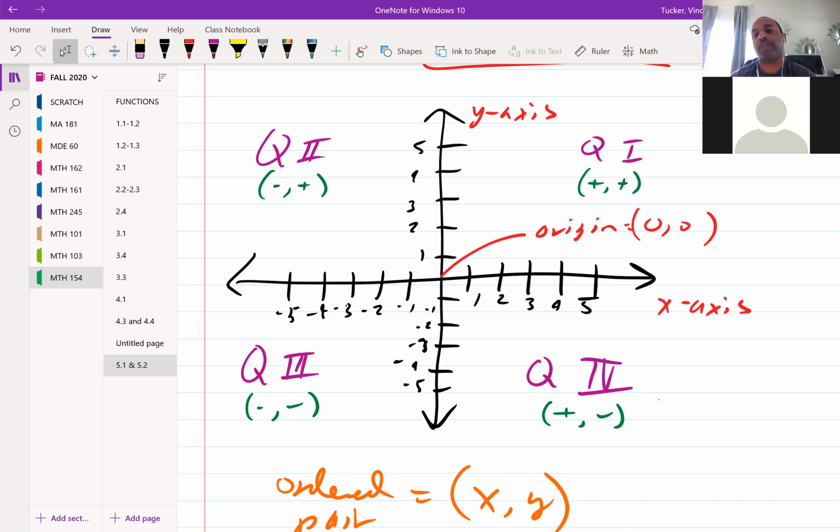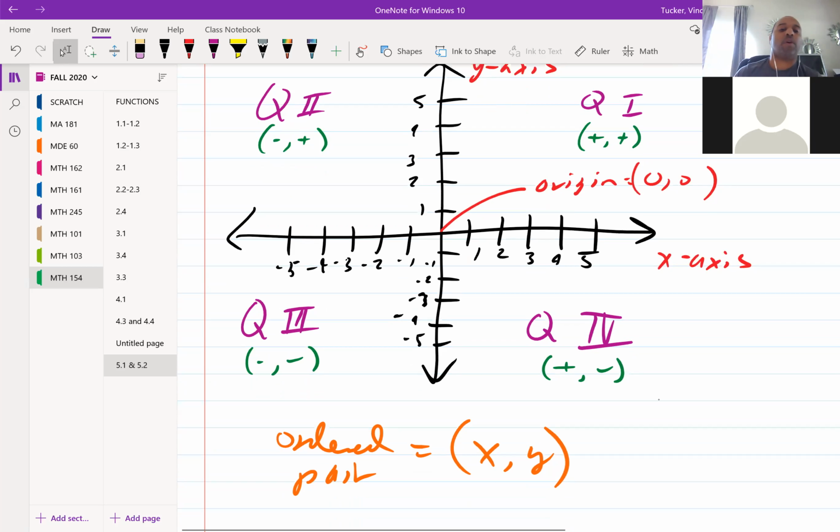To get into quadrant 1, you have to make 2 positive moves. To get into quadrant 2, a negative move, then a positive move. Quadrant 3, 2 negative moves. And quadrant 4, positive and then negative. We will be graphing by what we call ordered pairs because the order matters. Your horizontal move is always first, and then your vertical move would be second.